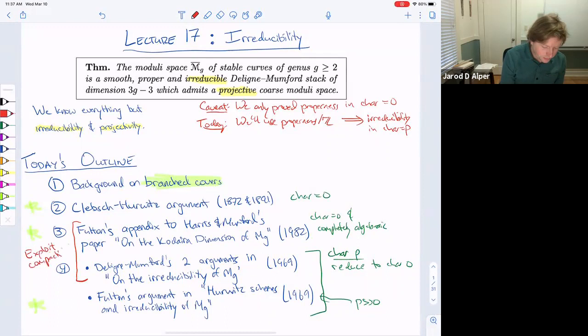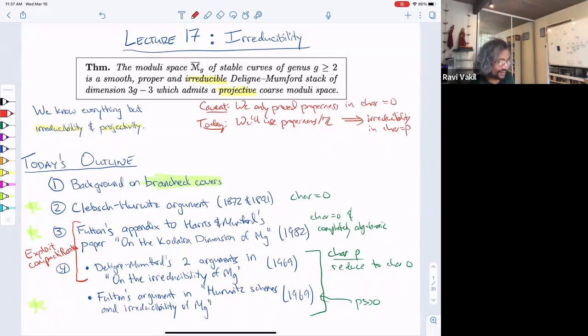Jarod, can I ask, because I have to leave early, I feel like I should have asked you this before. I presume the argument in the end is philosophically that you take your curve and you want to show you can break it. And as long as you can break it all the way down to trivalent genus zero components, and the entire space is smooth and you can connect all of those, then you win. Is that most of it? Yeah, that's exactly right.